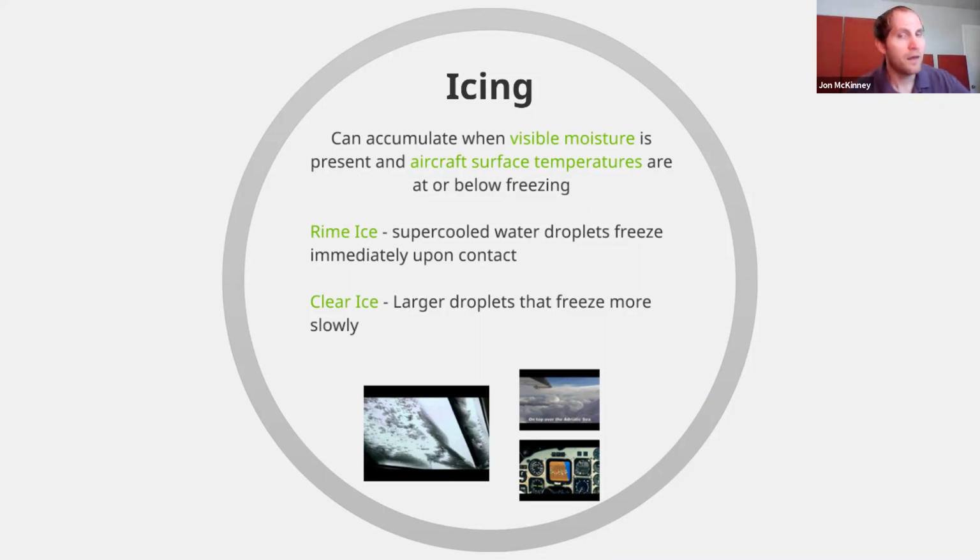Icing. Typically, we say that there are three, maybe four, let's say four today. There are four types of structural icing: rime ice, clear ice, mixed ice, and then frost. So we've talked about rime, we've talked about clear. Mixed ice could be somewhere in the middle. It could have both some rime elements to it and some clear elements to it.